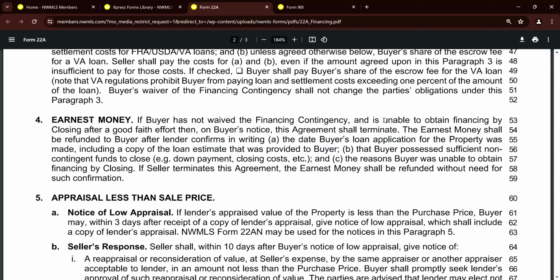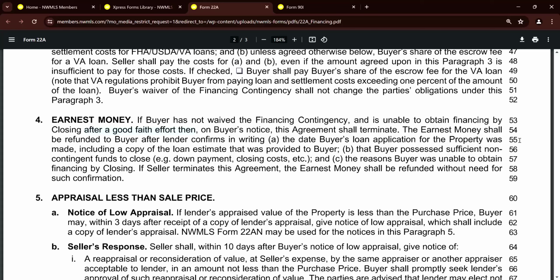I highlighted this before we started reading it, but if the buyer has not waived the financing contingency, okay, there's the first portion of this, and is unable to obtain financing by closing after a good faith effort. What's a good faith effort? Go to another lender. You can't get it, right? That means you've got to do everything you can to get the loan. You've exhausted your options. So the answer is yes.